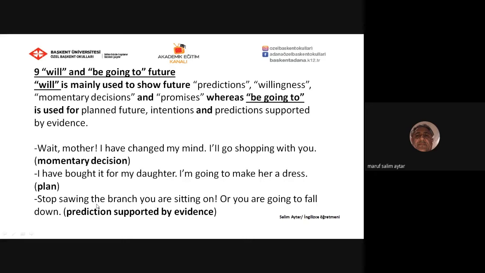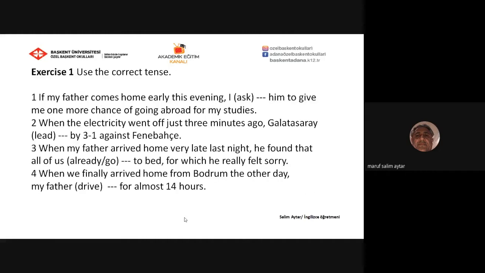And in the next example, you say to the person on the street, "Stop sawing the branch you're sitting on, or you're going to fall down." Okay, this prediction is supported by evidence.